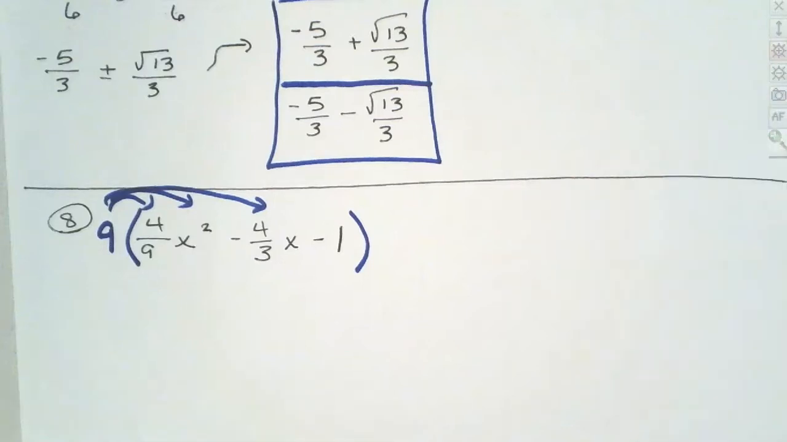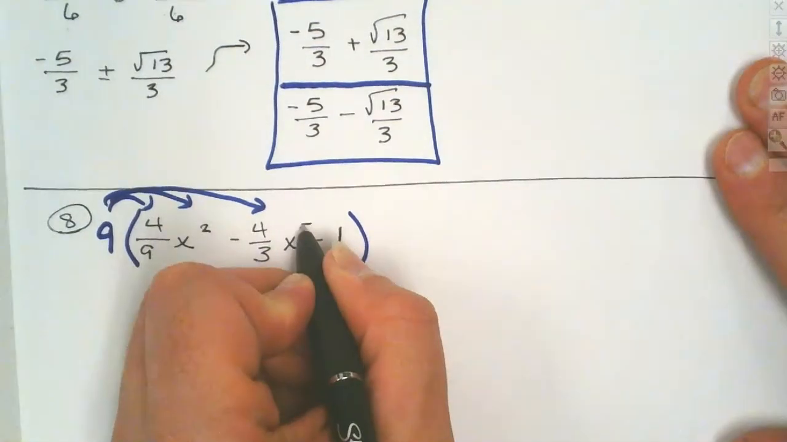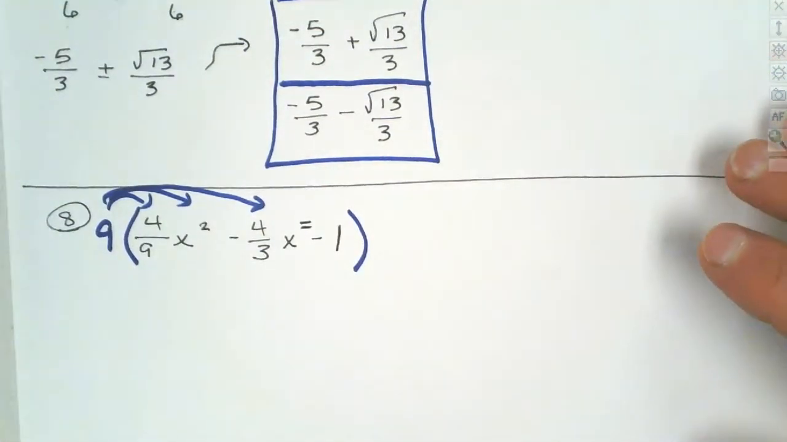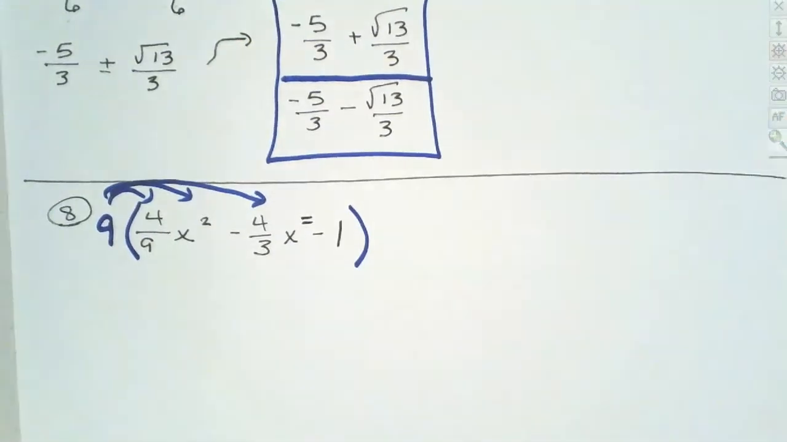And I think I may have missed the equal sign here. We should have an equal sign there at that minus 1. So it should be an equal sign right after that minus 4/3 x. Yep, everything else looks right.